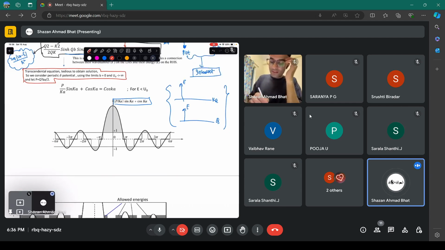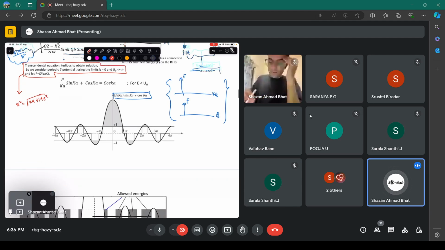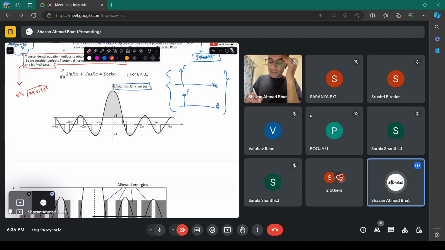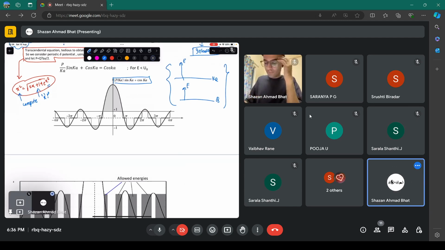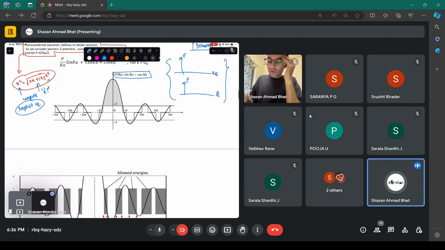Transcendental equation is a mathematical equation. If you have, let's say, x square equals under root of 2x plus 1 plus e to the power x, or maybe e to the power x square. You see that there is x on the left hand side, there is x on the right hand side. And if you want to compute the value of x which will satisfy this particular equation, you cannot directly compute it because it's an implicit equation. That means it cannot be directly solved.